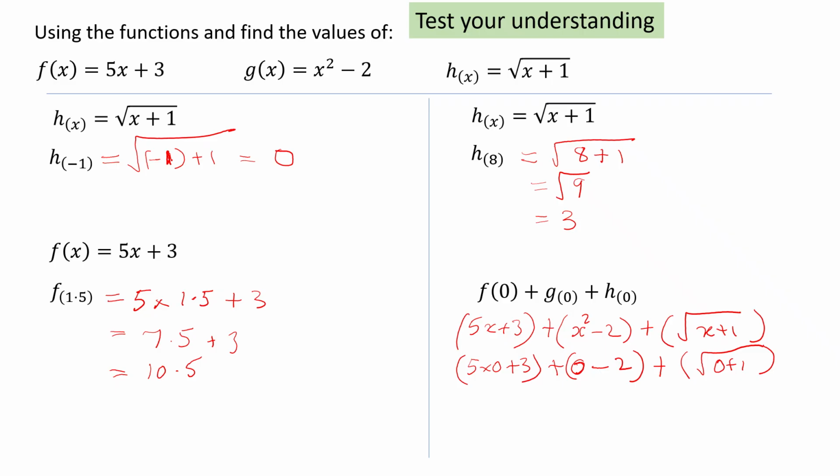So 5 times 0 is 0. So 3, minus 0 minus 2, minus 2, plus square root of 1, which is 1. So 3 plus 1, 4, take away 2 is 2. So this is the answer.